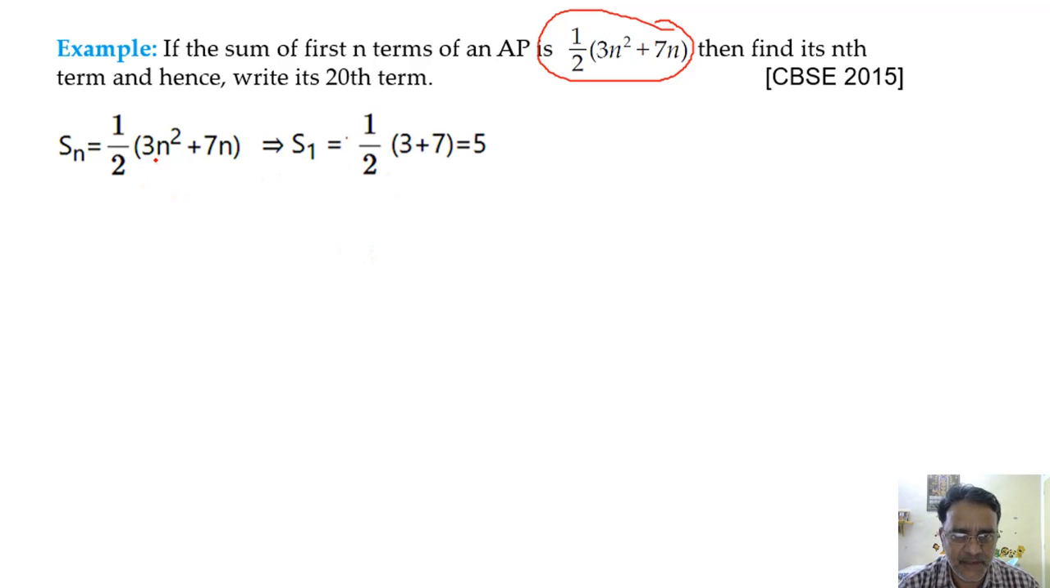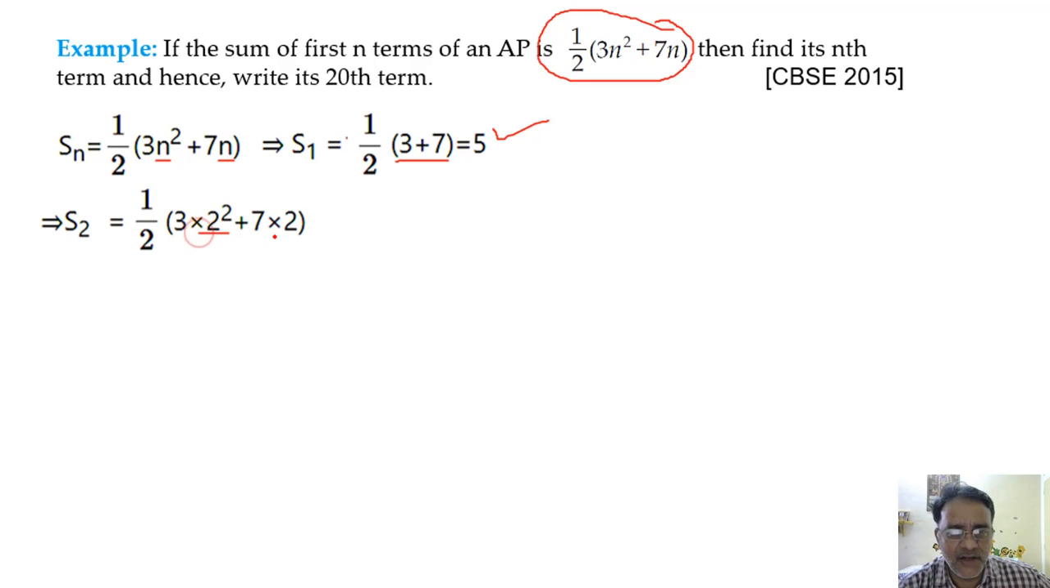How will you find S1? Simply by substituting the value of n as 1. So 3 plus 7 is 10, by 2, that is 5. Now S2, how will you find S2? By simply substituting the value of n as 2. Check how much it is coming. 3 into 4 is 12, and 7 into 2 is 14, so 26 by 2 is 13. So S2 is 13.